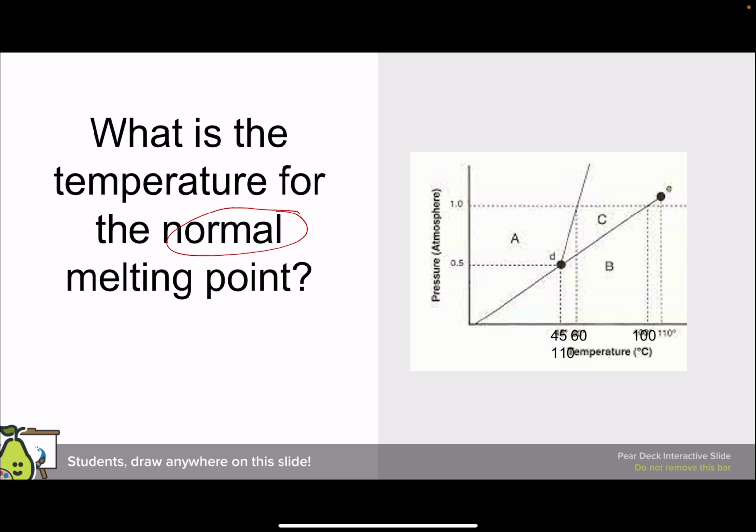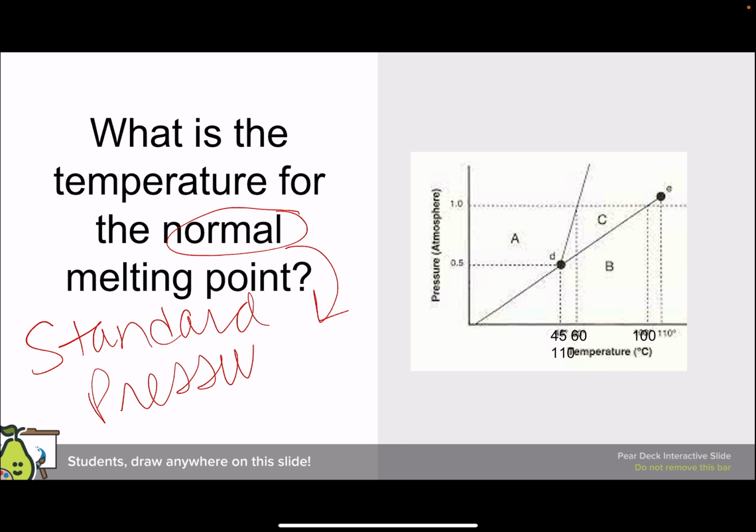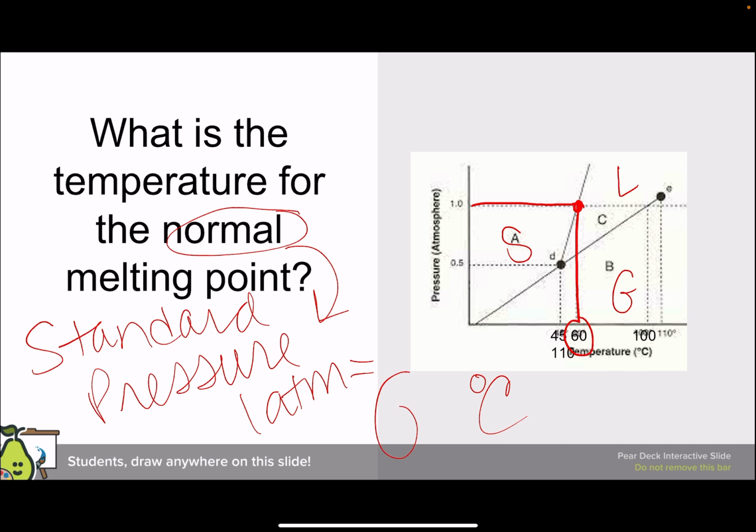Now, whenever we see what is the temperature for the normal, we have to look for it at standard pressure. And we know that standard pressure is going to be at 1 atm. So what would be my normal melting point? Well, A represents solid, C is liquid, B is gas. So melting occurs between my solid and liquid, so I'm going to go over with my 1, go down, and I'm going to see that it's going to melt at 60 degrees Celsius.